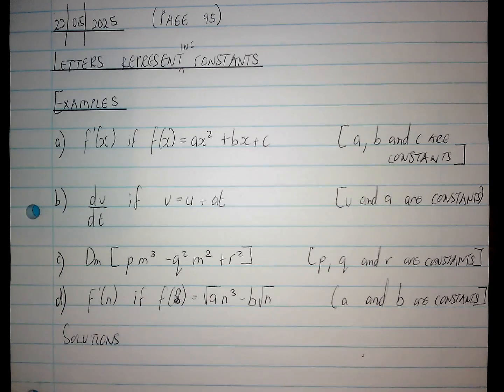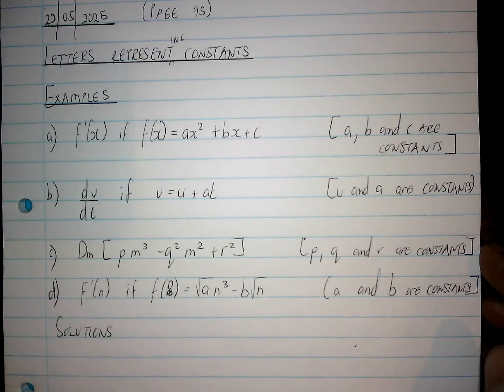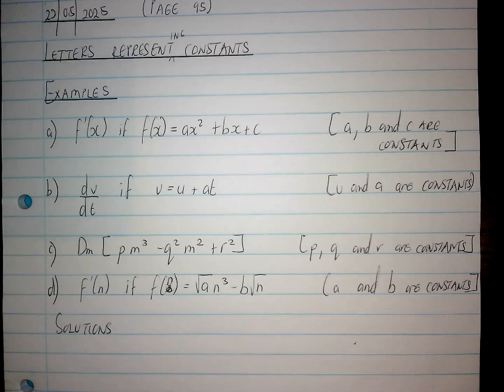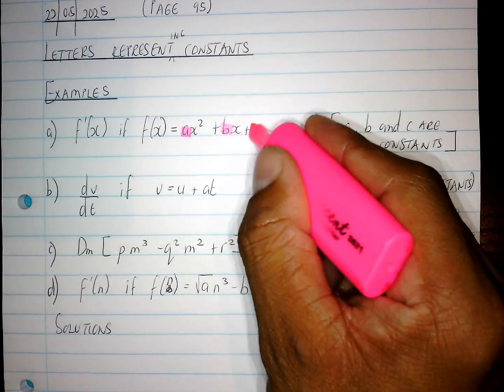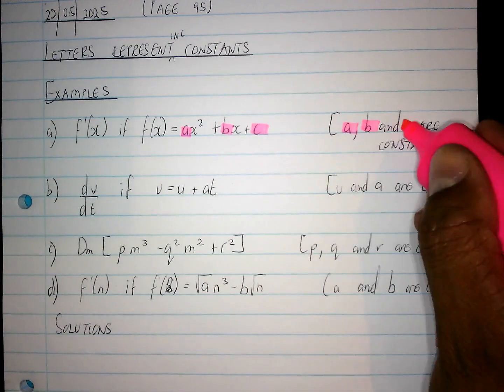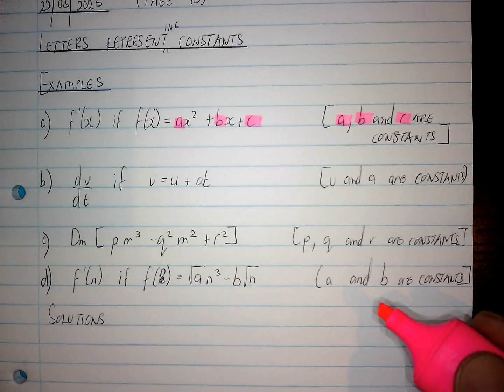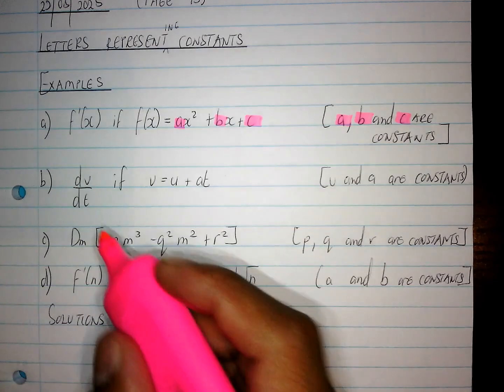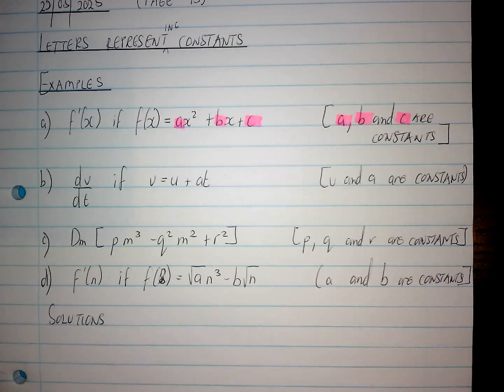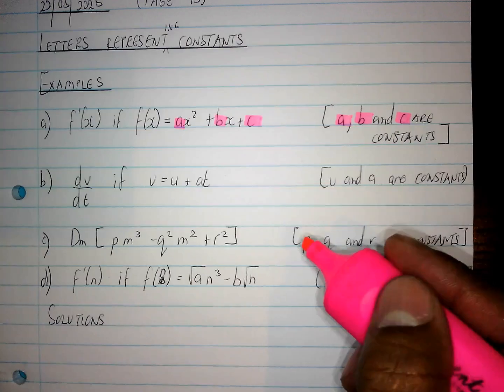To know which letter represents the variable we have to differentiate with respect to, look for the letter that takes the place of X in the notation being used. So let's analyze the given expressions from A to D. Here we have A, B, and C. Then A, B, and C are going to be considered as what? As the constants.